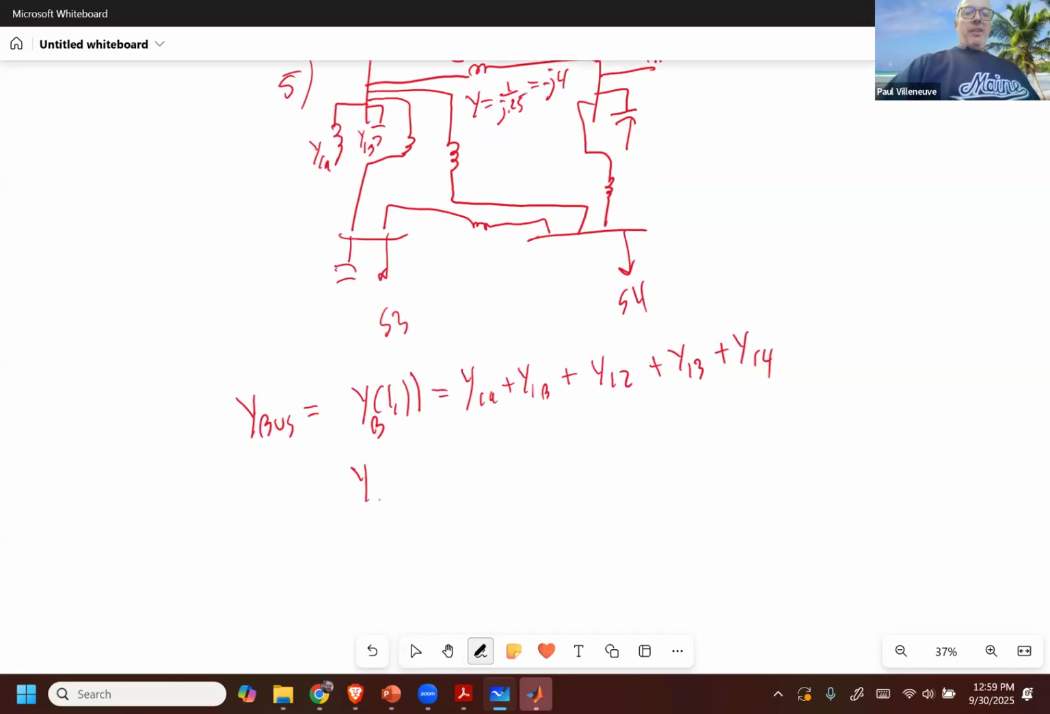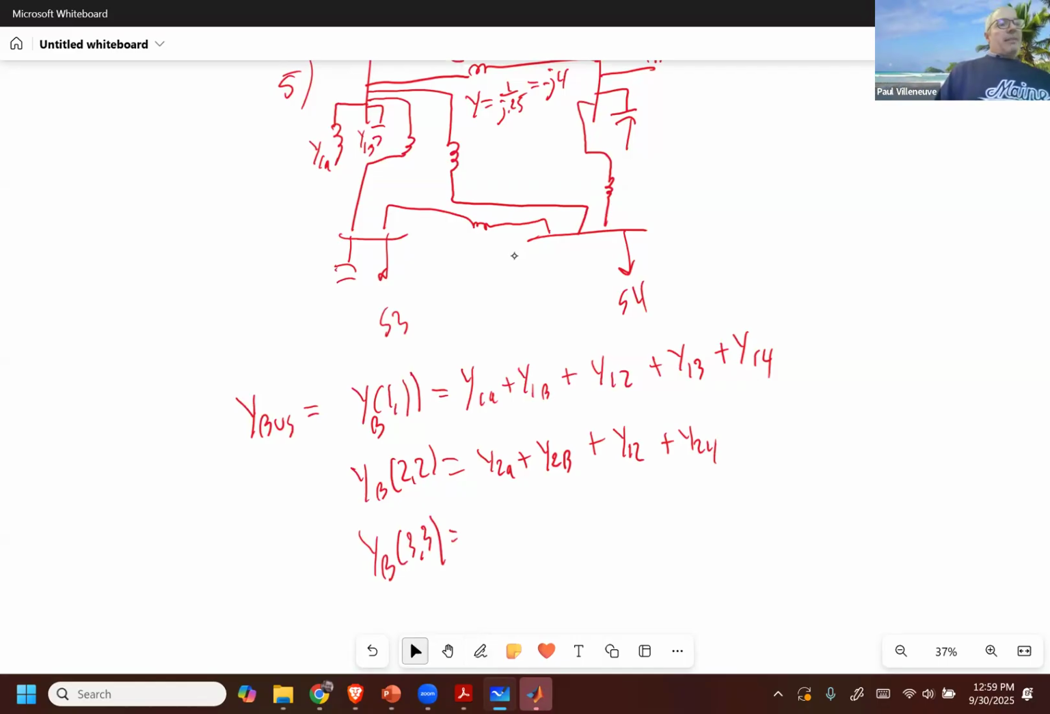Then we'll do the same thing for bus 2. That's going to be equal to Y2A plus Y2B plus Y12 or 21, right? It's the same element, doesn't matter. Plus Y24, and there is no connection between bus 2 and bus 3. Y bus 3 comma 3 is going to be equal to Y3, I've only got one element connected there, plus Y13 plus Y34.